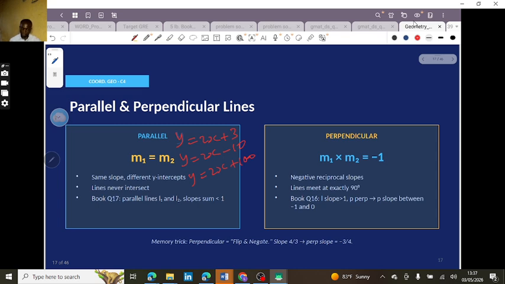Two lines are perpendicular. Perpendicular simply means 90 degrees. But we want to say it in terms of their slope. If we have y equals 2x plus 3, the line that is perpendicular to this will be minus half x minus anything. Doesn't matter. But 2 times minus half is minus 1.